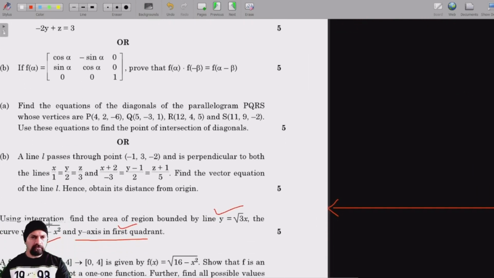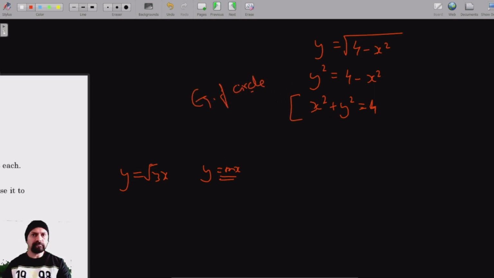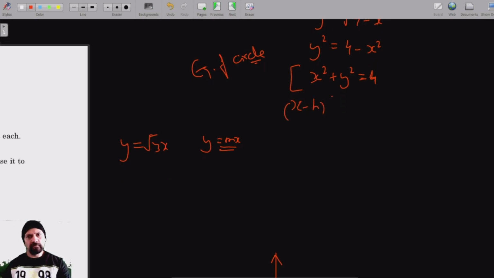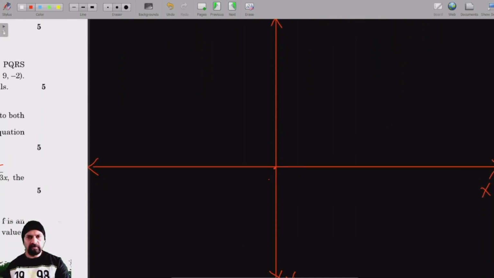And the next equation is y is equal to under root 4 minus x squared, and squaring on both sides gives us y squared is equal to 4 minus x squared, and this is x squared plus y squared is equal to 4. Now this is the equation of a circle. If we compare this with the standard equation of the circle, which is x minus h the whole square plus y minus k the whole square is equal to r squared, the radius is 2 and the center is the origin.